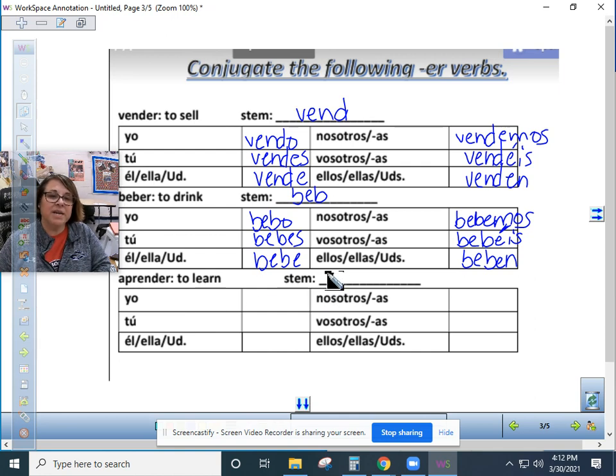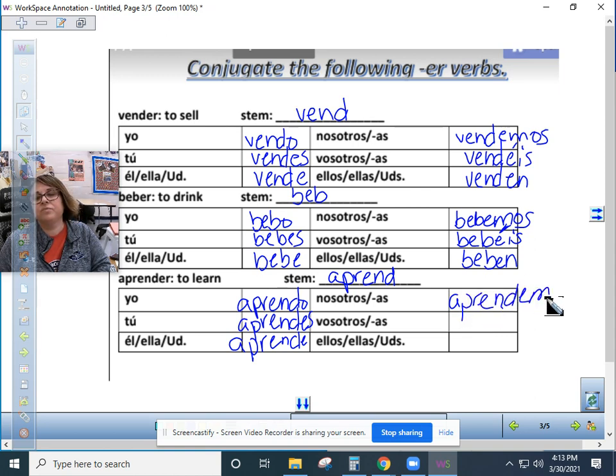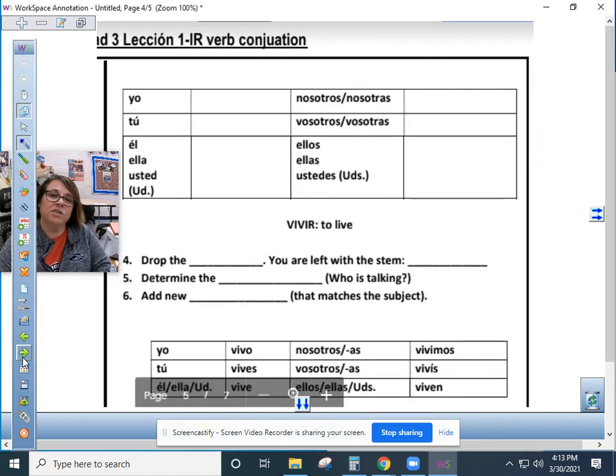Okay? Here you have the verb aprender, to learn. And the stem is A-P-R-E-N-D. So yo aprendo, right? Aprendes. You're basically taking the stem and just adding your endings. Aprende, aprendemos, aprendéis, and aprenden. Right? And there you go. And that's all, that's conjugating ER verbs.